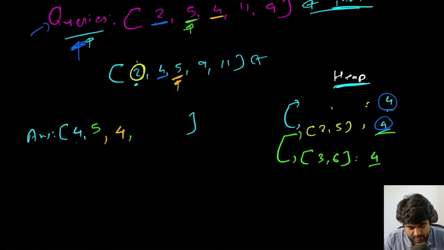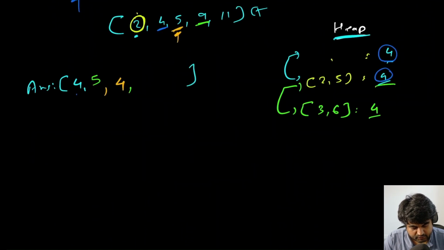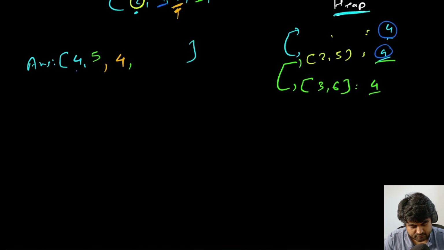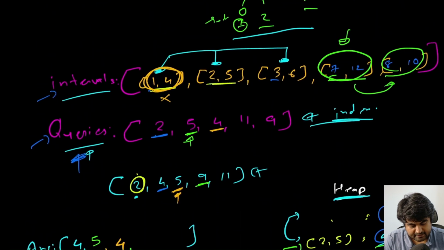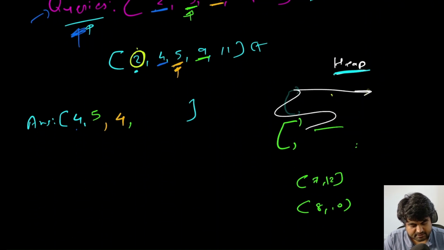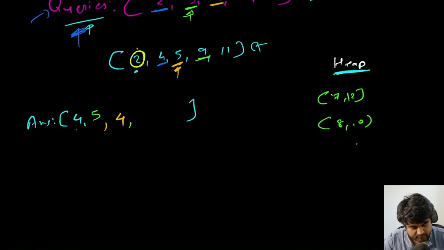Okay, now we will need to process query number 9. Once again for query number 9, notice that this 7 to 12 contains query number 9, and this 8 to 10 contains query number 9. So we'll have to include 7 to 12 over here, and we'll also have to include 8 to 10 here as well inside the heap. But at the same time, notice that this 2 to 5 and 3 to 6 are irrelevant because there cannot be any further nodes that we can use them for. So we'll just remove them from our heap and only keep these two values inside the heap.